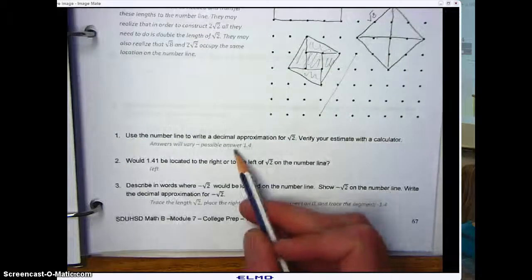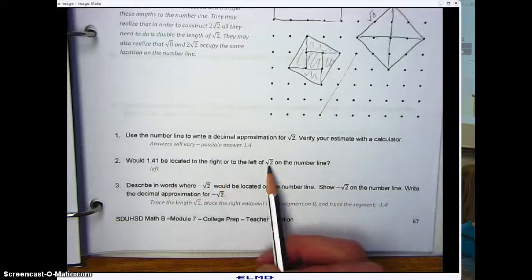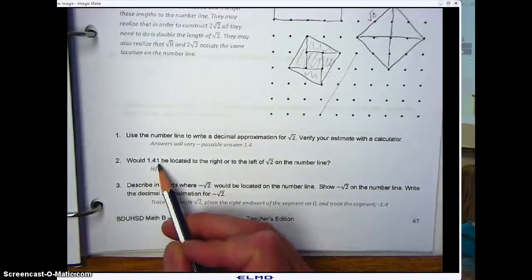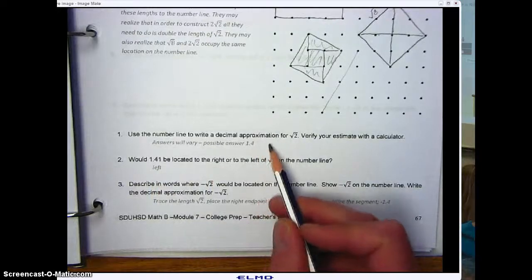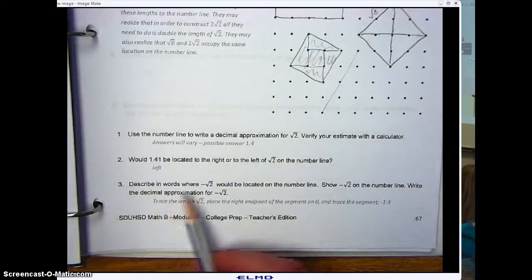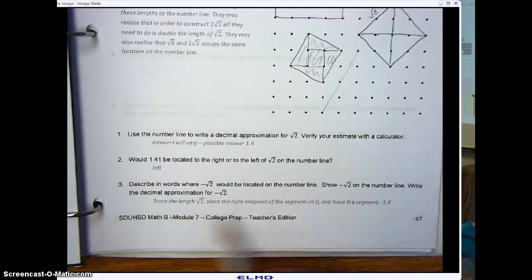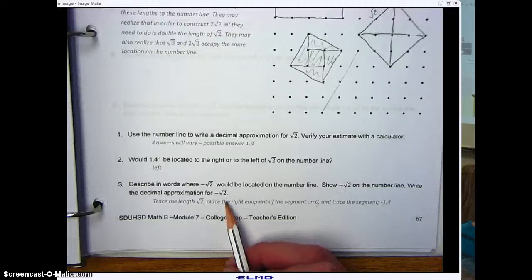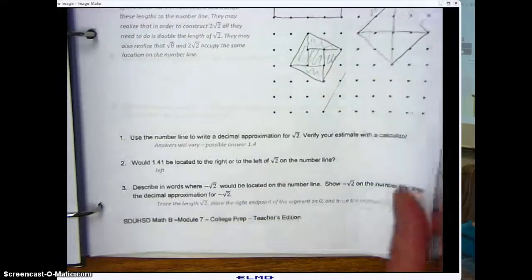We even said it. The answer is about 1.4. It would be located to the right or left of the number line. Would 1.41 be to the right or left? It would be to the left of it, because actually this goes on the decimal. Describe in words where negative radical 2 would be on the number line. It would be that amount to the left of 0. So that's what you should have written here, is that negative radical 2 would be about 1.4 on the negative side of 0.